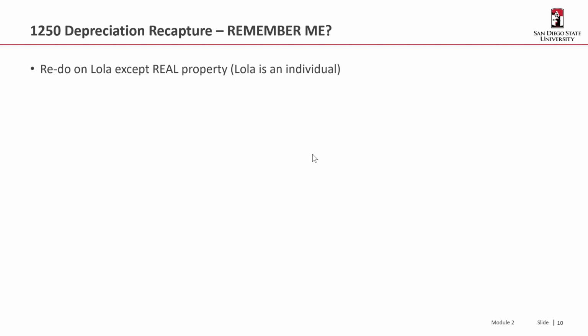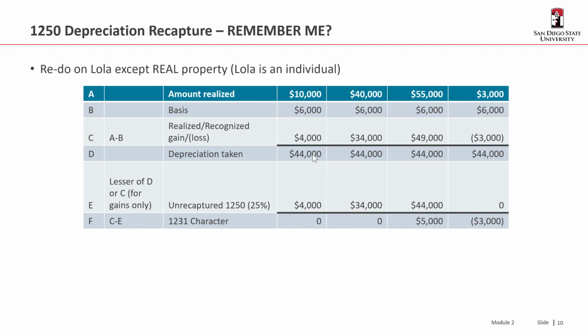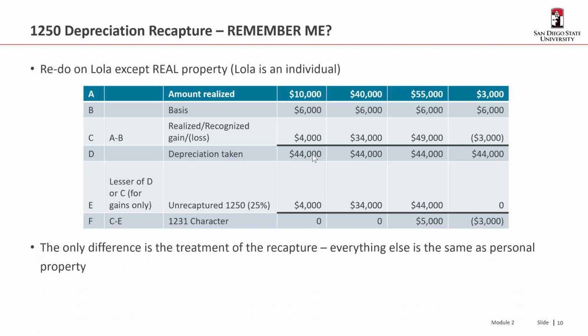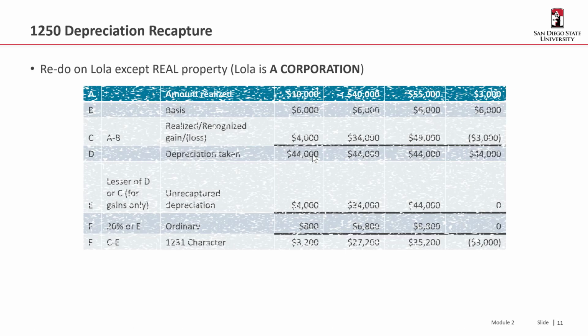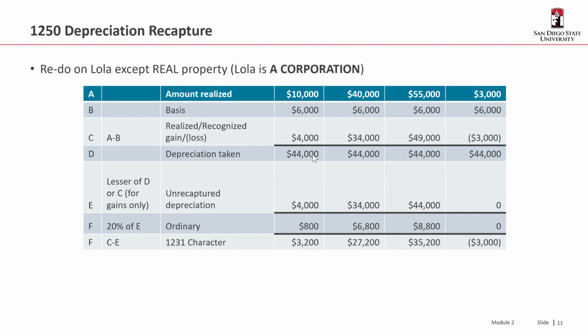So just quickly, we'll redo Lola, real property. This was when Lola was an individual, and recall that we treated that non-recaptured depreciation as unrecaptured 1250, taxable at 25%. If Lola is a corporation, however, you treat 20% of that unrecaptured amount as ordinary under Code Section 291. And again, that should be reasonably redundant to you.